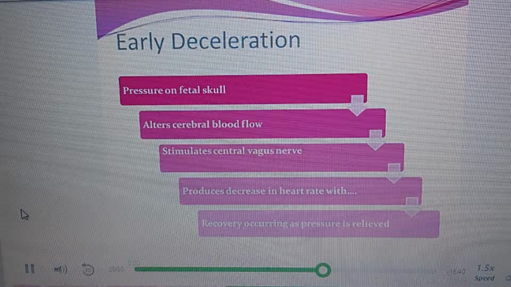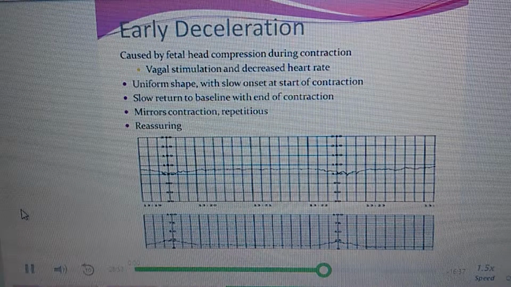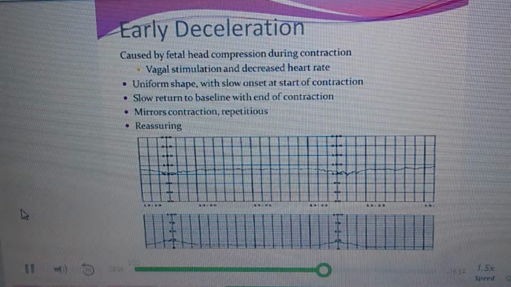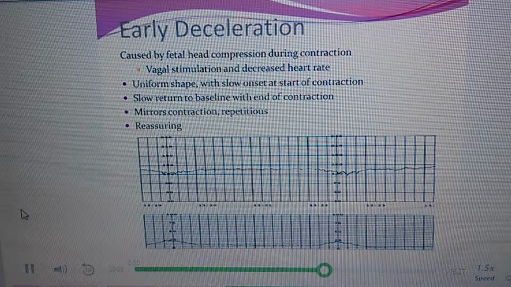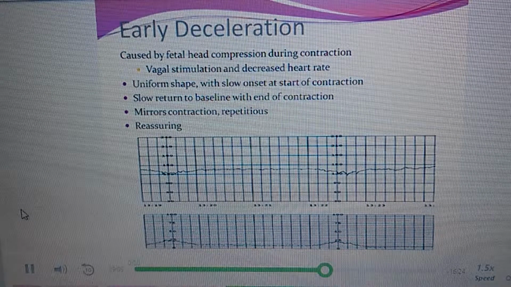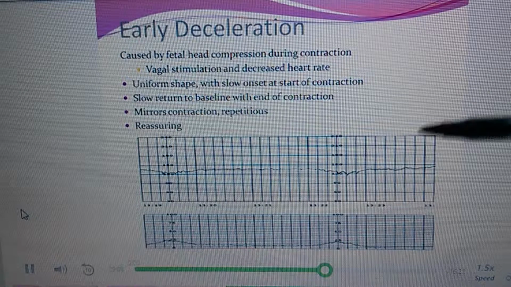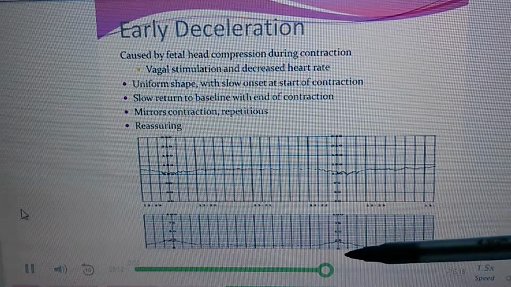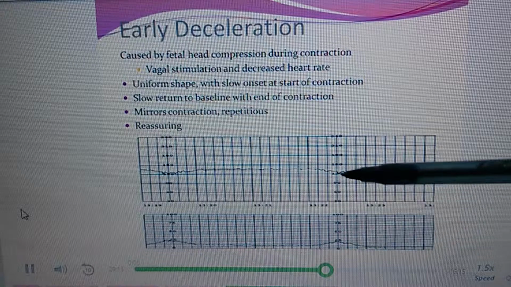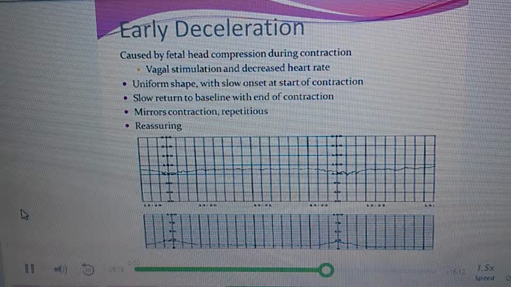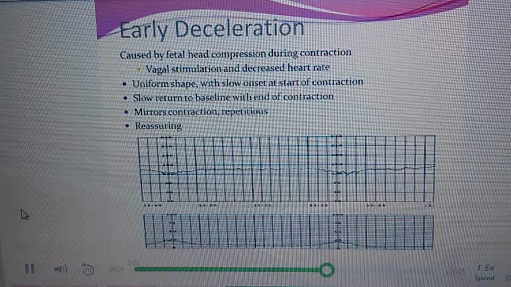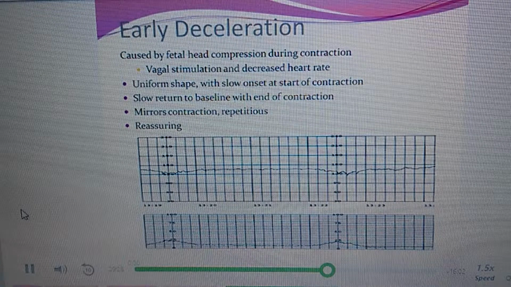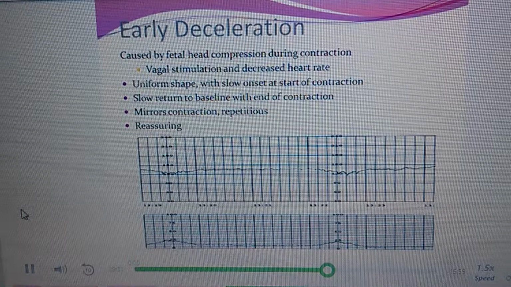Early decels, again, they mirror a contraction, which means they start when a contraction starts and they end when the contraction ends. This head compression causes this vagal response, and they're very uniform in their shape. Okay, so know that earlies always mirror their contractions, and they're repetitive. They're reassuring. Head compression just simply means that the cervix is dilating. So earlies, we do nothing about them because they're good. They're telling us that this baby's coming down and that cervix is dilating.